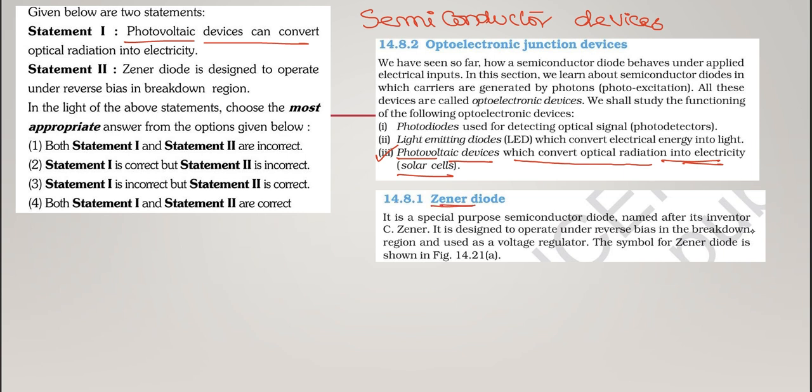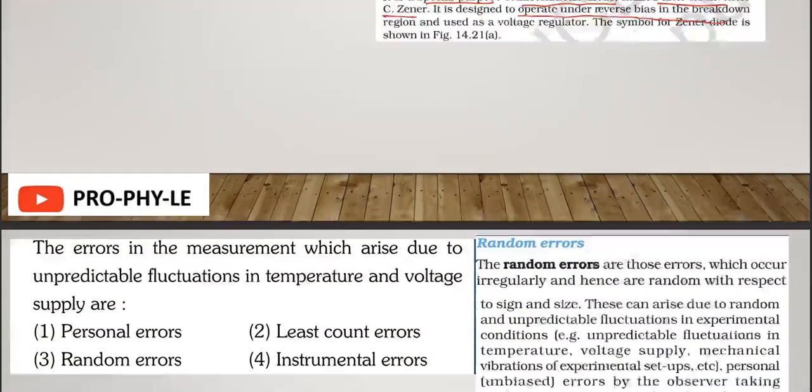And of course, a Zener diode is a special purpose semiconductor diode named after C. Zener. It is designed to operate under reverse bias in the breakdown region. So if you know the NCERT lines, both the statements are correct. So option 4 is the right choice.